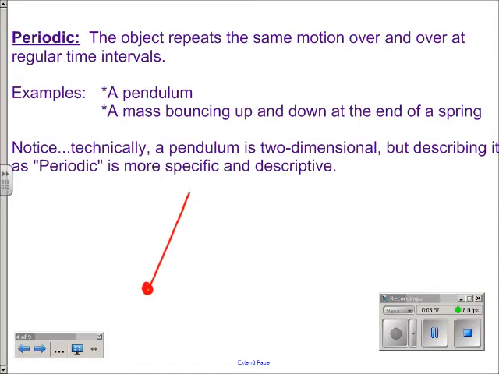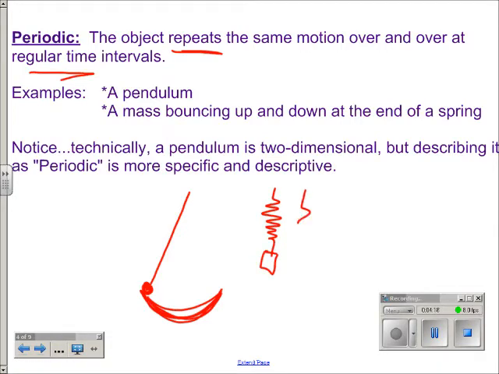It's a weight at the end of a string, and when you release it, the pendulum goes back and forth, back and forth. That's periodic motion because it's repeating the same motion at regular time intervals. Okay. Another example is if you take a spring and then hang a weight from it.